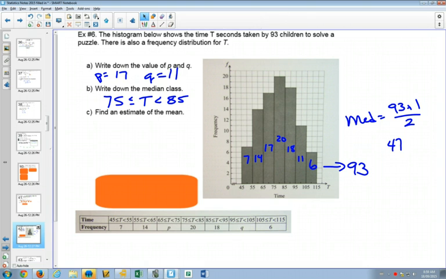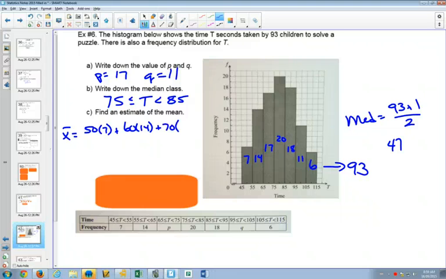Now, for estimating the mean, you could either put this into your calculator and use 1-Var Stats to do that. If you used your calculator, you would put the middle value in. Or you could calculate it by saying 50 would happen 7 times. 60 happens 14 times. Plus 70 happens 17 times. Plus 80 happens 20 times.